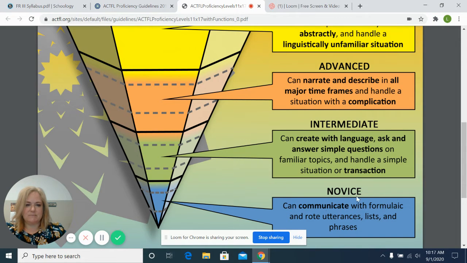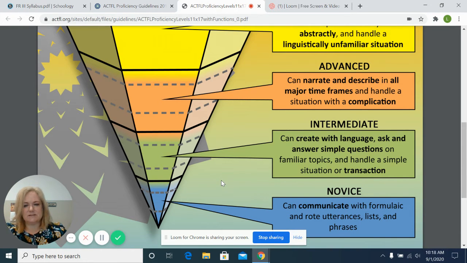Students last year, by and large, were at a novice high to intermediate range. And this year we're trying to get even further in that intermediate range, to get towards this advanced range as much as we possibly can.